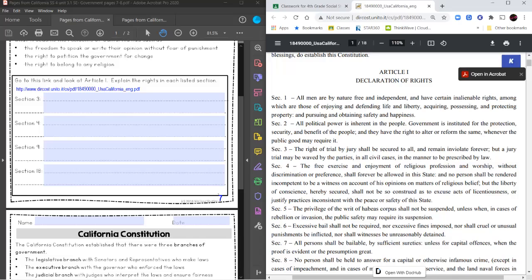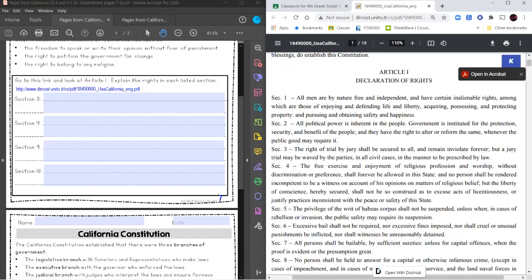As you could tell when I was reading that, there's a lot of big words in there. That was a mouthful. But we're going to break it down into its pieces. The free exercise and enjoyment of religious profession and worship. Okay, what does that mean? That means religious freedom. You can practice and be a part of the religion that you want without discrimination or preference. That means no one should be able to discriminate against you because of your religion forever in this state.